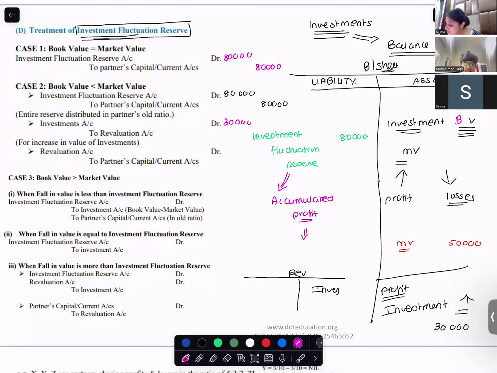And because it is a good thing, it will be revaluation credit. So investment will be debited by 30,000 because the value of your investment is increasing, and revaluation account will be credited. Are you with me? You have a profit because the investment value is increasing. So this revaluation will be closed and you will say revaluation account debit 30,000, and this profit on revaluation will be given to whom?